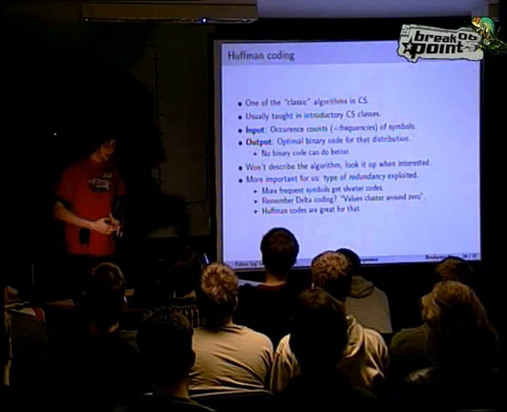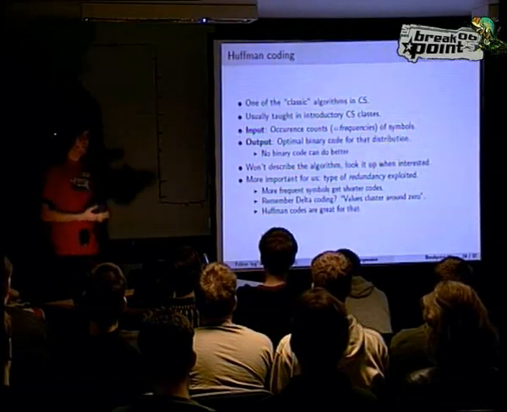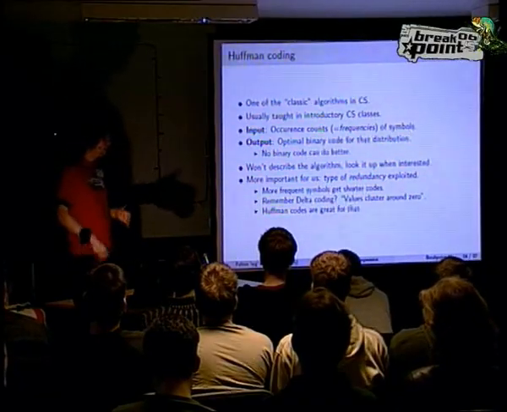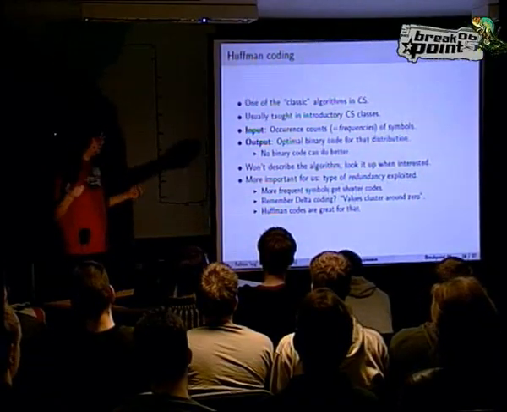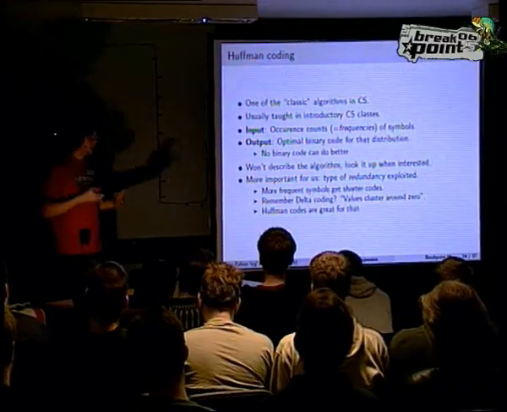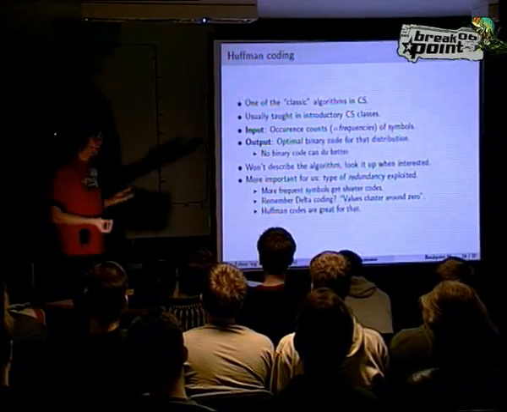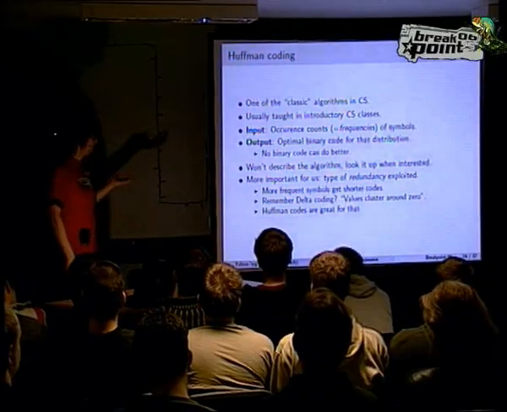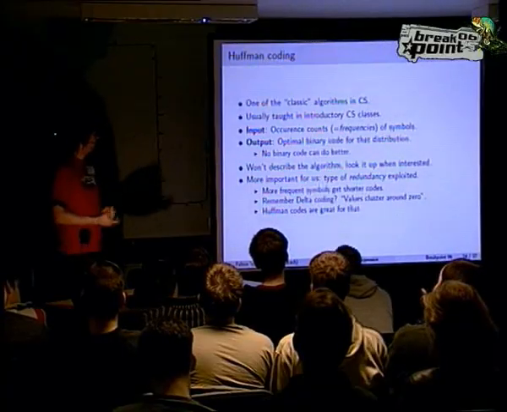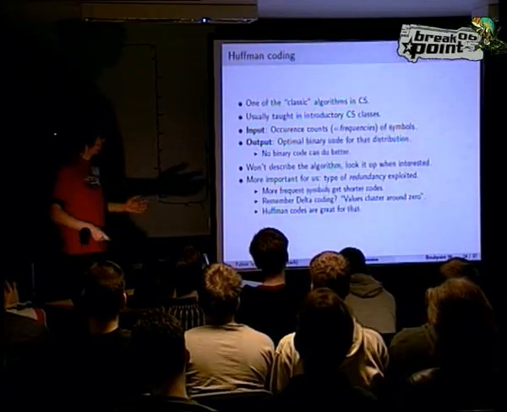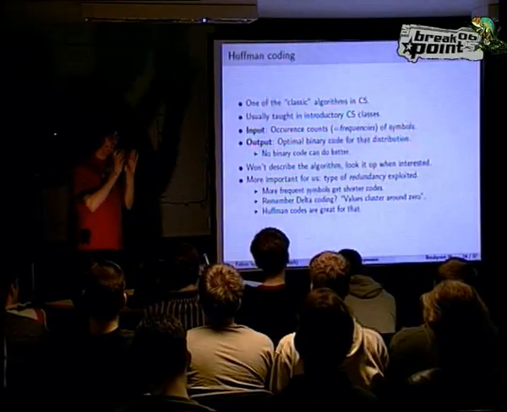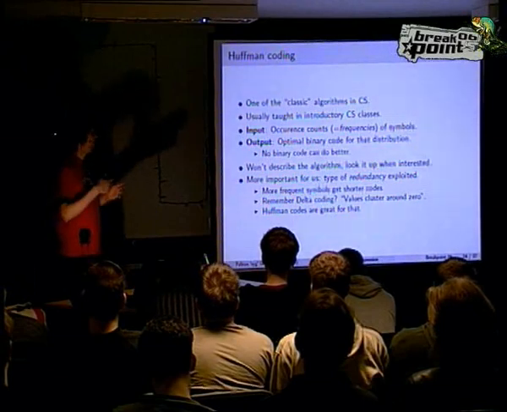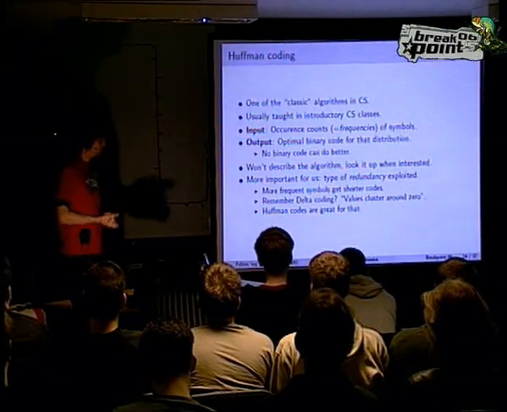What's more important to us is what type of redundancy gets exploited. What this does is assume that certain characters appear a lot more often than others. For example, in English text, E's are a lot more common than, say, K's. So you would assign a shorter code to the letter E than you would to K. And similarly, if you have delta-coded values, I mentioned that those values tend to cluster around 0, tend to be close to 0. So you would assign shorter codes to values that are near 0. And Huffman codes are great for that.